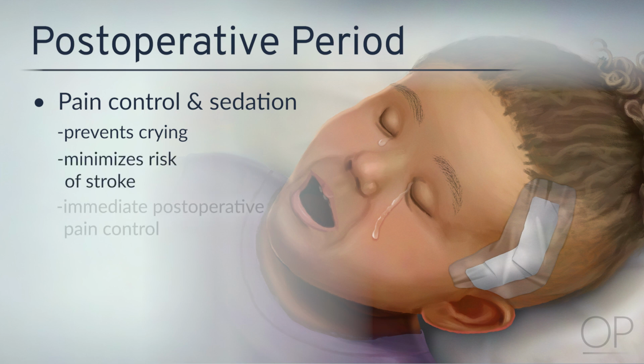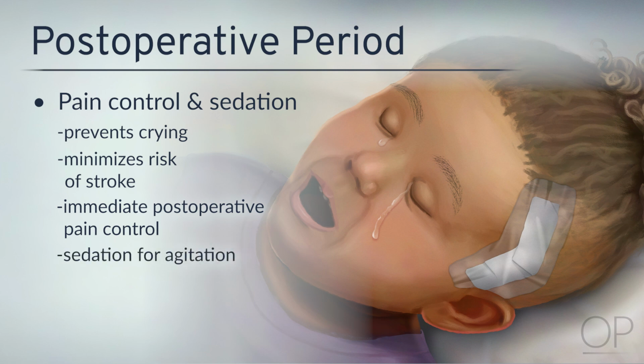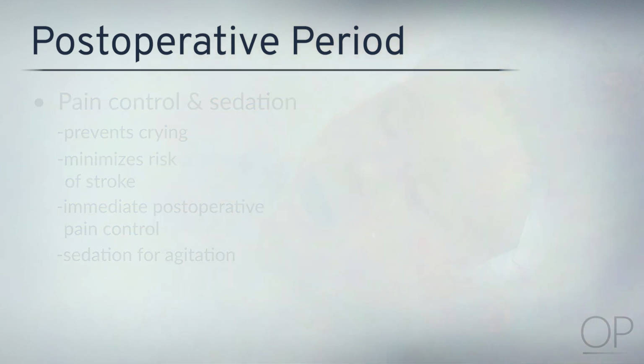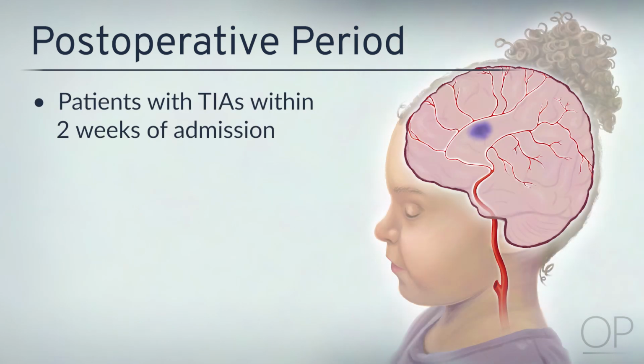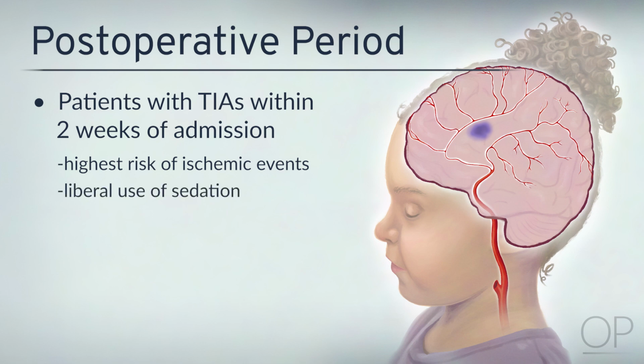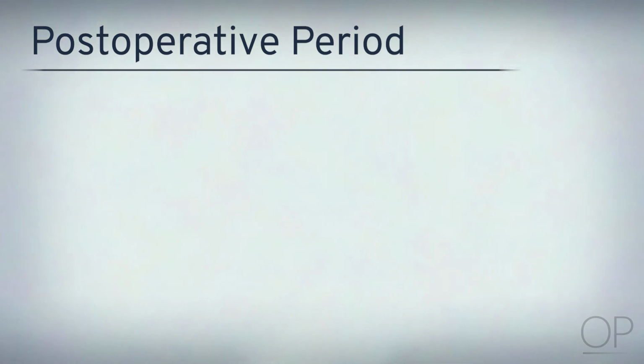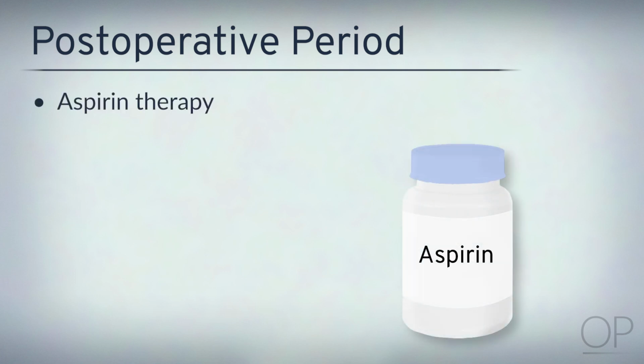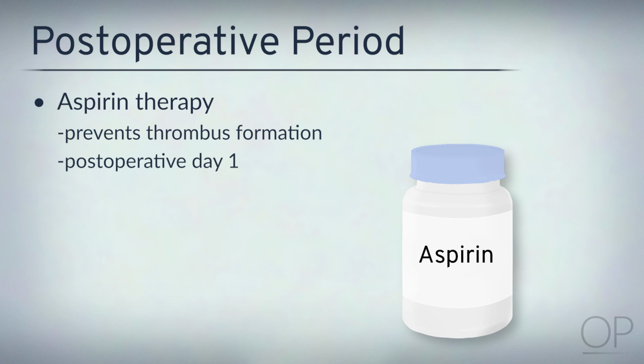Patients should receive immediate postoperative pain control and can require limited sedation for treatment of agitation. Patients who had TIAs within 2 weeks of admission are at highest risk of ischemic events, so more liberal use of sedation should be considered. Patients should also receive aspirin therapy to prevent thrombus formation starting on postoperative day 1.